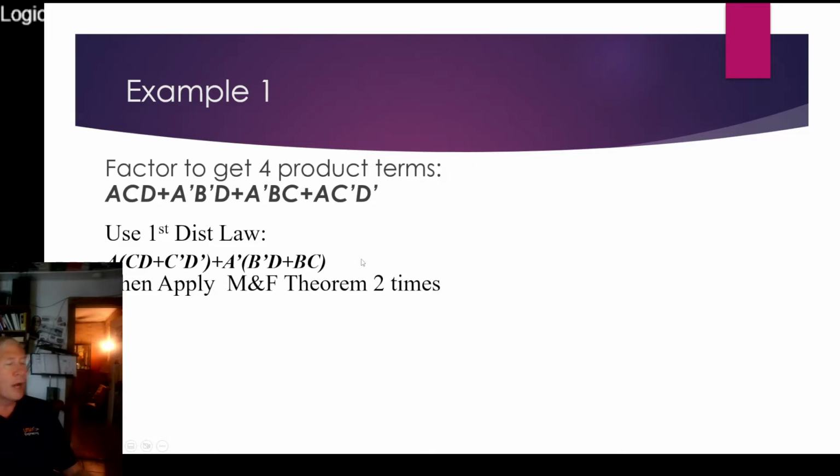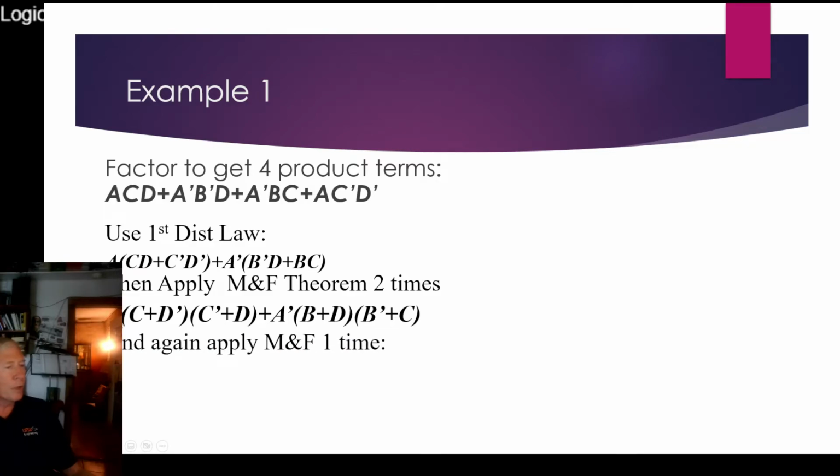We can actually apply it two times inside the parentheses, because we have CD and C prime D prime. So we can pick either C or D. In this case, I guess I picked C. So we'll pair C up with D prime and C prime up with D, and we'll get C prime plus D prime quantity times C prime plus D quantity. And we'll do the same inside here. Okay, so we'll do that. So that'll give us A times these two things and A prime times these two things using the B and the B prime. Now we'll apply the M&F theorem one more time with an A and an A prime.